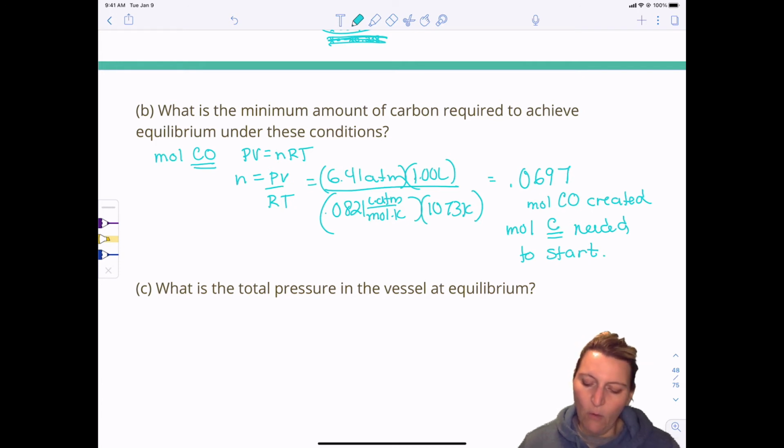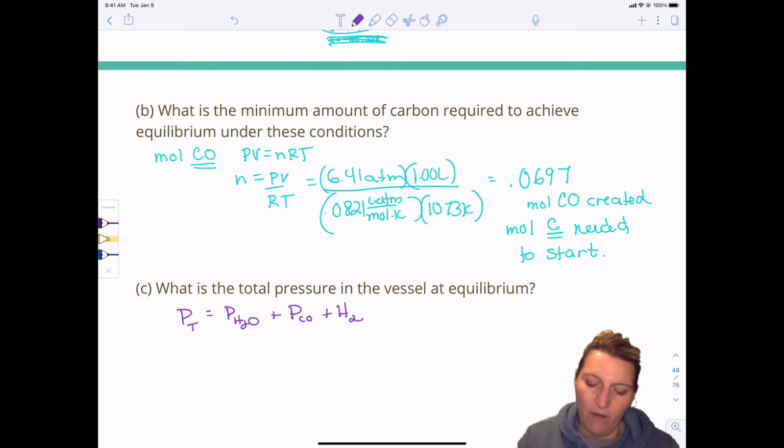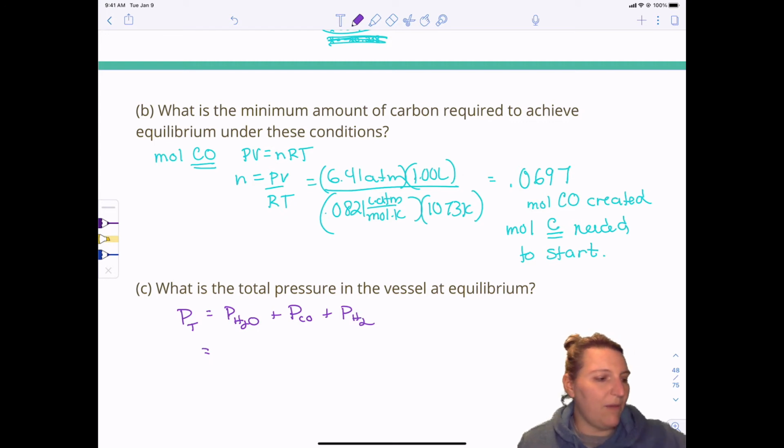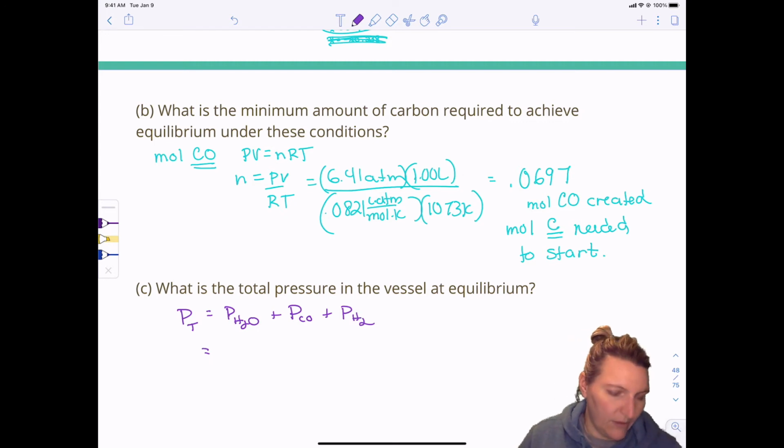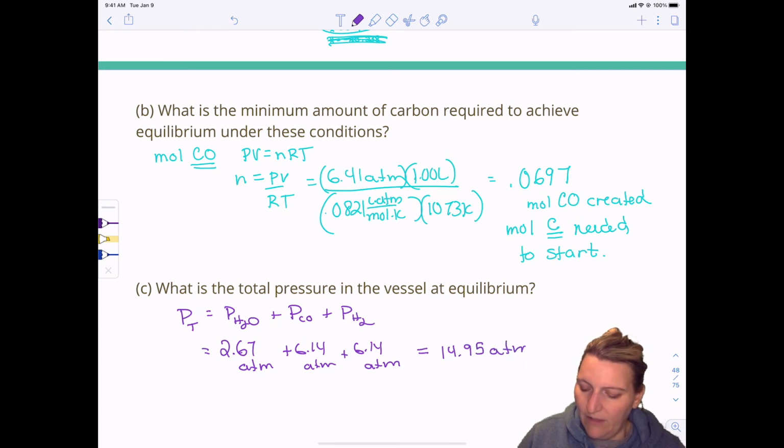Okay. What's the total pressure in this vessel? Well, this is Dalton's law of partial pressures. The total pressure will be the pressure of the water plus the pressure of the carbon monoxide plus the pressure of the hydrogen gas. Remember, the carbon is a solid, so that will not contribute. All we need to do here is add them up. So that's going to be 2.67 ATM plus 6.14 ATM plus 6.14 ATM, or 14.95 ATM.